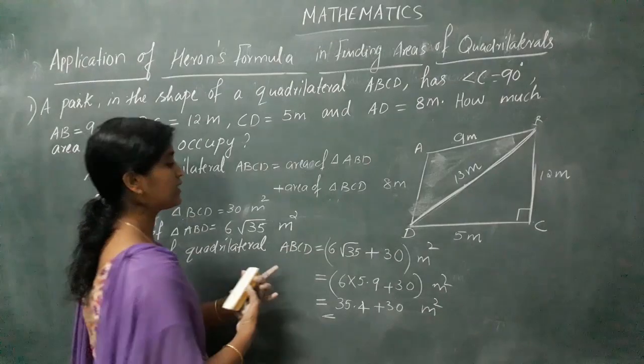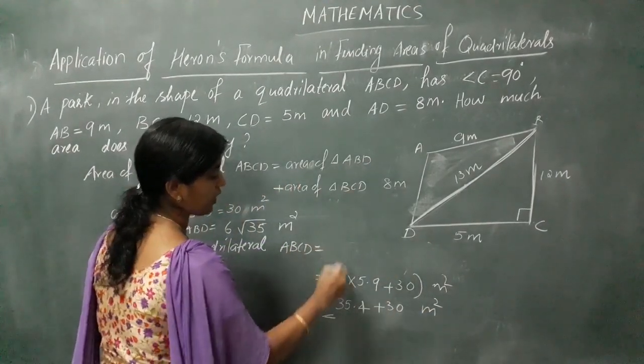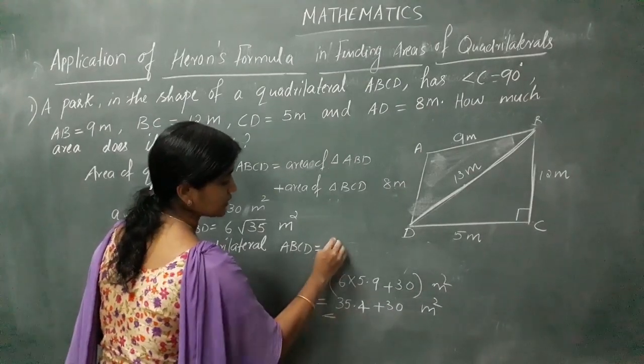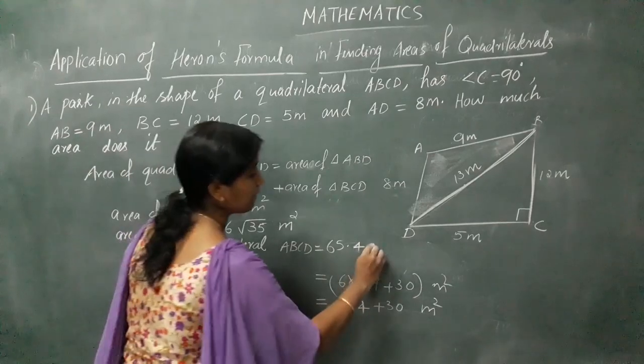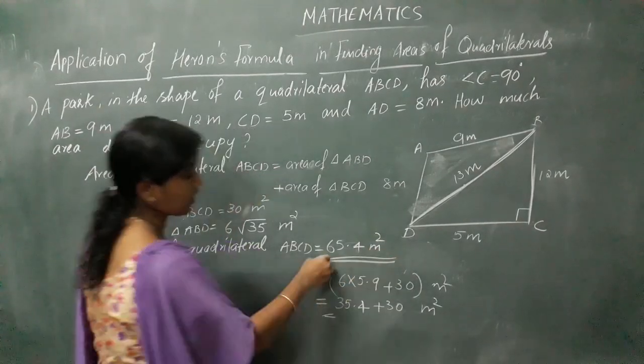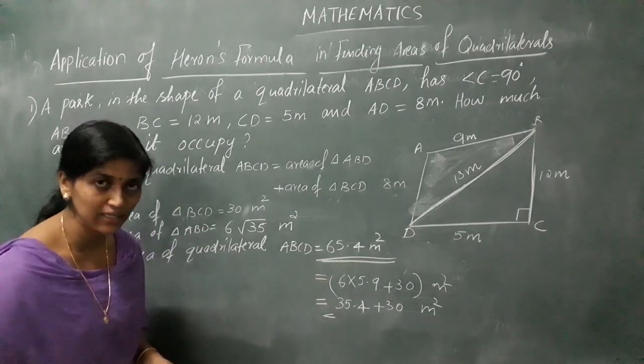Area of quadrilateral ABCD is equal to, what is the answer? 35.4 plus 30 is 65.4. 65.4 meter square. This is the area of the quadrilateral ABCD. I think it is clear.